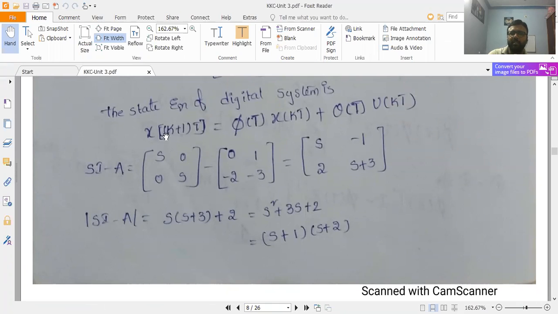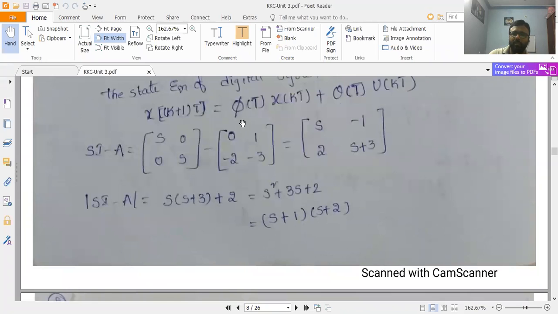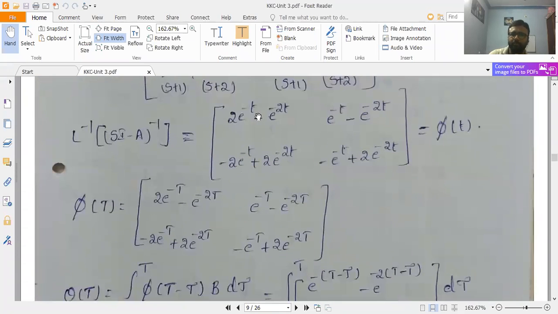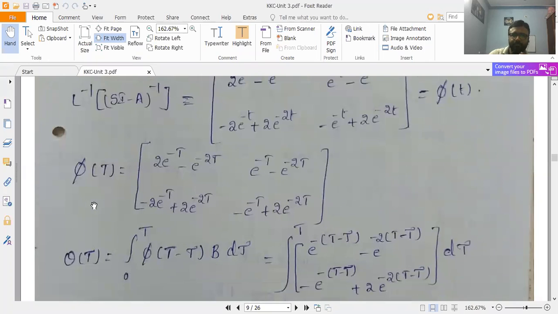The state equation of the digital system is x of (k+1)T equals phi of T into x of kT plus theta of T into u of kT. We have to obtain the value of phi of capital T. Therefore, just replacing the small t with capital T, we are going to get 2 into e power minus capital T minus e power minus 2T, and so on. That means just replacing the small t with the capital T value, we are going to get phi of T. After that, we need to calculate the value of theta of T.